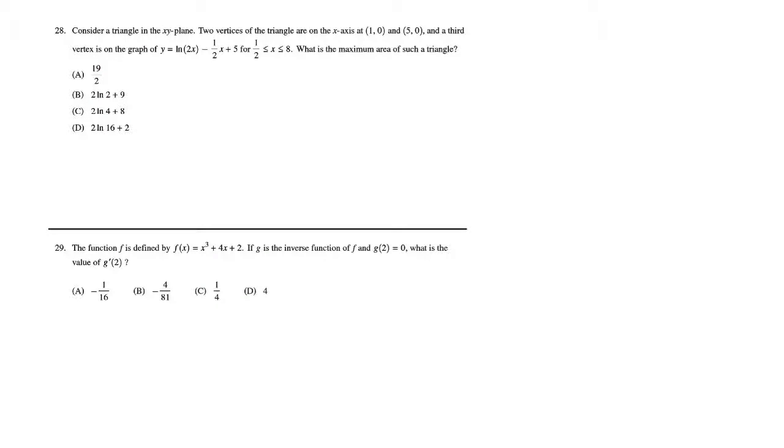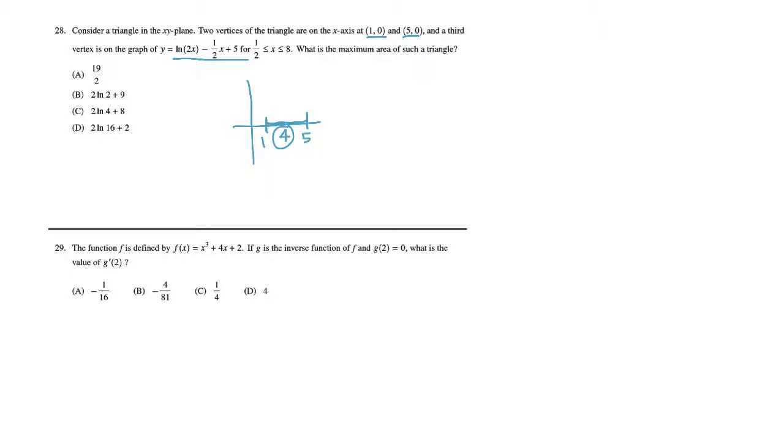Okay, for our next question, we've given the vertices of a triangle, and those vertices are on the x-axis, so we have something like this. And we have the base from 1 out here to 5. So 1 to 5. So we know the base length here is 4. And so we want to know the third vertex is on the graph of this.